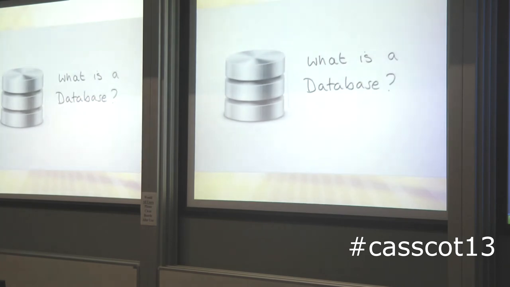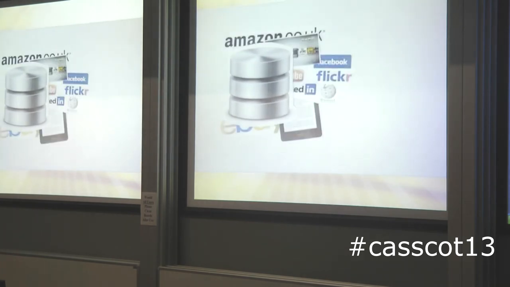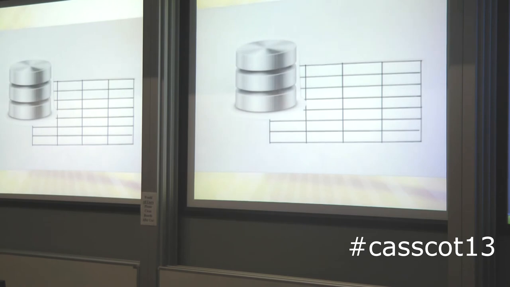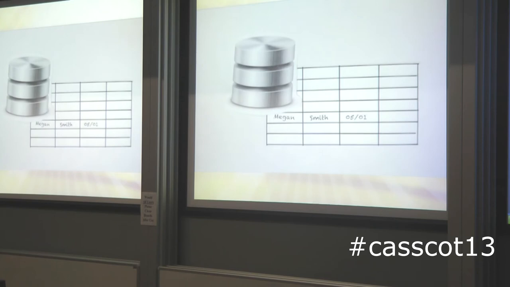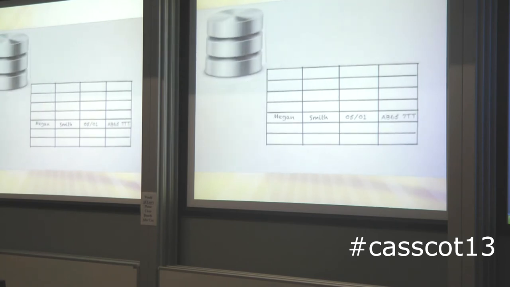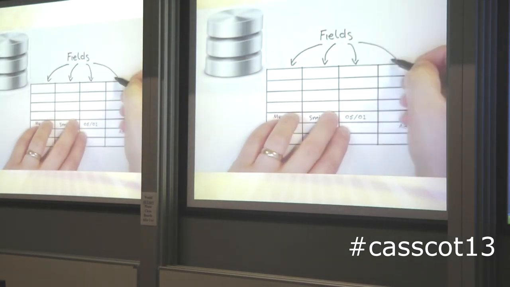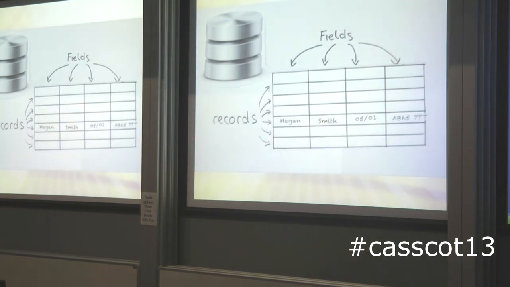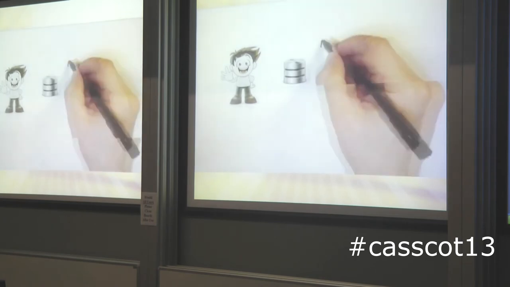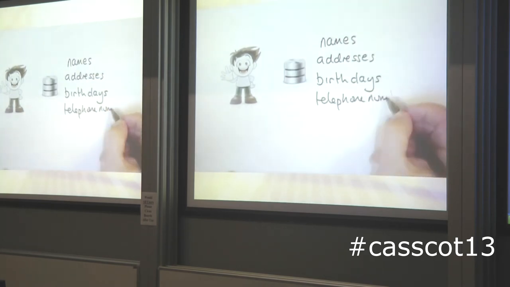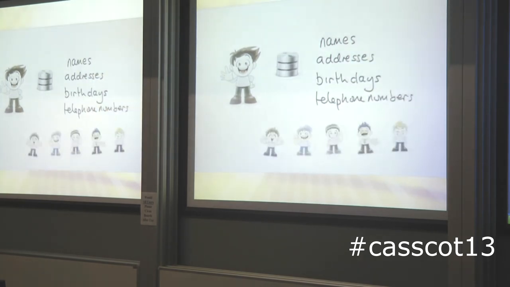So what is a database? Is it just a random collection of stuff all squeezed in together? No. Databases are organized. Databases have a structure. And all the data we store in them fits into this structure. Very simple databases are called flat file databases. They store data in columns of fields and rows of records. Let's think about a simple database that Bob uses to store his address book. This database contains the names, addresses, birthdays, and telephone numbers of his friends and family.